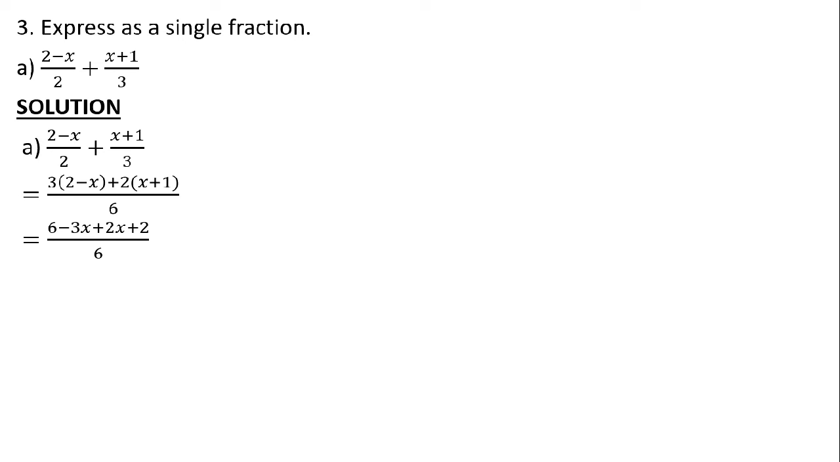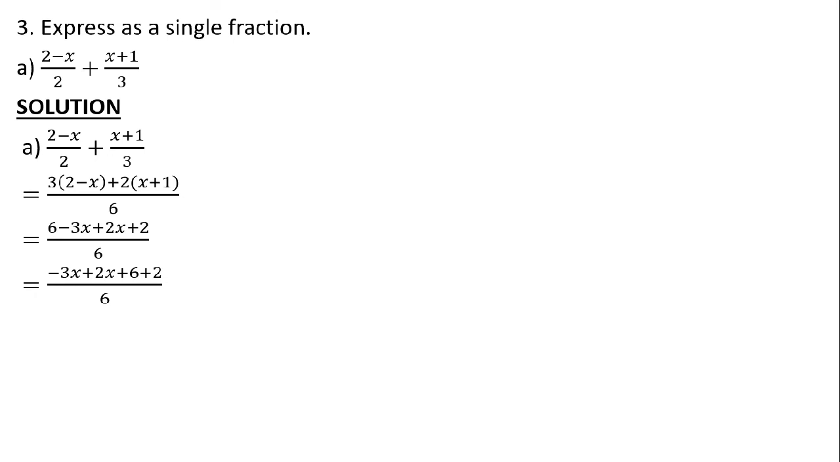Our like terms are negative 3x plus 2x and positive 2 plus 6, or 6 plus 2. Now, negative 3x plus 2x have different signs, a negative and a positive. When they are given, you're supposed to subtract the numbers and put the sign of the bigger number. So negative 3x plus 2x is the same as negative x, or negative 1x.